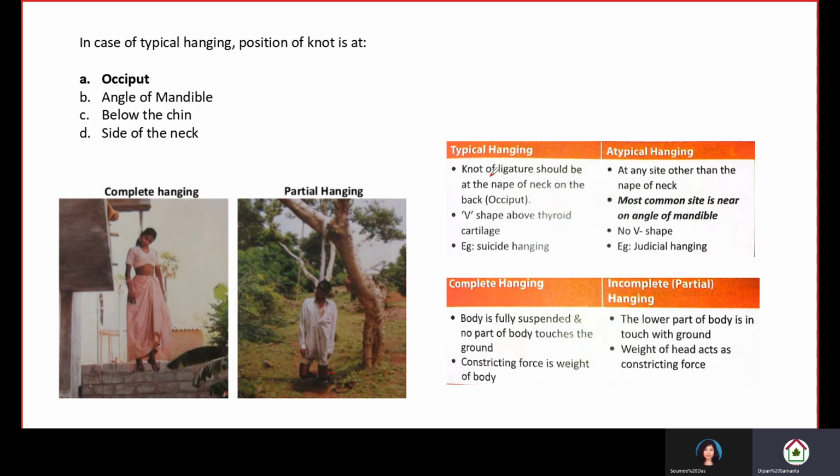So in typical hanging, the knot of the ligature should be at the nape of the neck, on the back, that is the occiput, V-shaped above the thyroid cartilage, and suicidal hanging. This is an example of suicidal hanging. Typical. But in atypical hanging, the knot is at any site other than the nape of the neck. The most common site is near the angle of the mandible. No V-shape, judicial hanging.